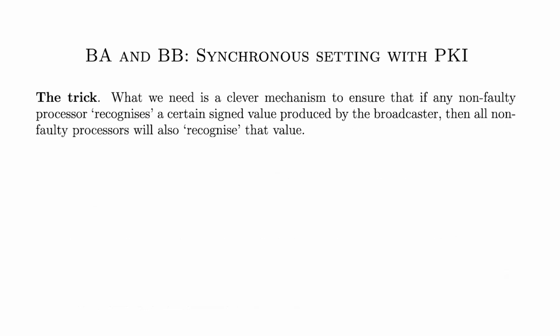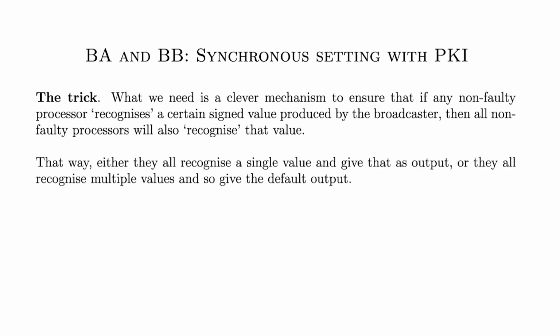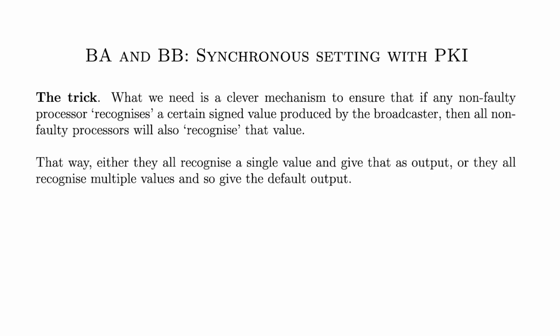Okay, so let's see the nice solution by Dolev and Strong. What we need is a clever mechanism here to ensure that if any non-faulty processor recognizes a certain value produced by the broadcaster, then they all recognize that value. So whenever any non-faulty processor recognizes a certain value, then they all do. Then what that means is that either they all recognize a single value produced by the broadcaster, and they all output that single value, or they all recognize multiple values, so they all give the default value. If we can ensure that this is true, then we're happy. Is that clear? Okay, that's what we want.